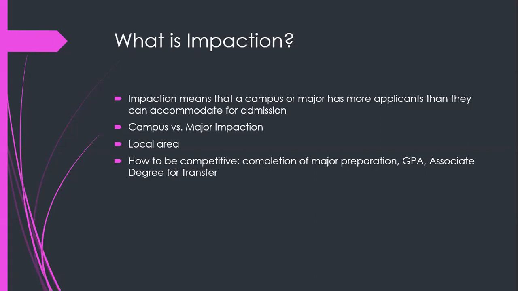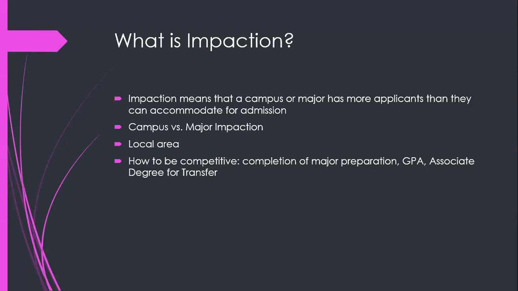And so often you'll be ranked by your GPA or how many major prep courses you took. Some campuses take into account whether you've completed an associate degree for transfer, which we'll talk about in a moment as well. But all of those things can be factors in whether you're accepted to an impacted major.